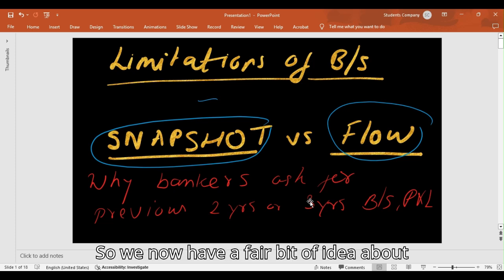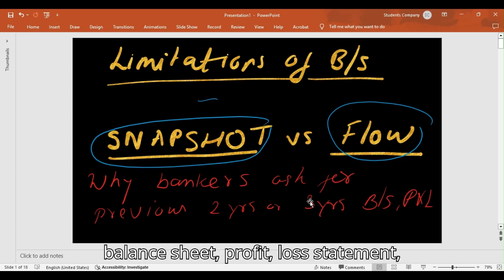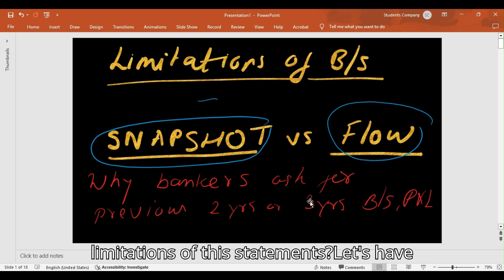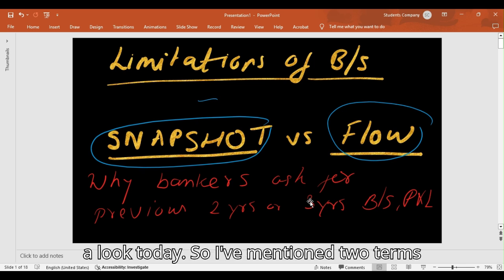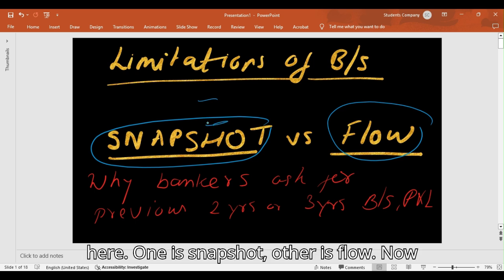So we now have a fair bit of idea about balance sheet, profit loss statement, etc. Now, what are some of the limitations of these statements? Let's have a look today. So I've mentioned two terms here. One is snapshot, other is flow.